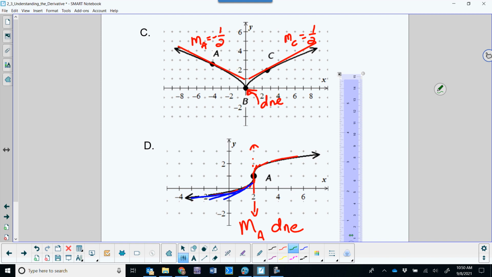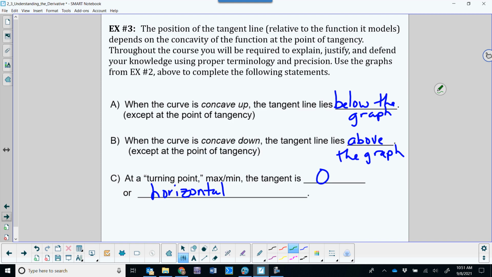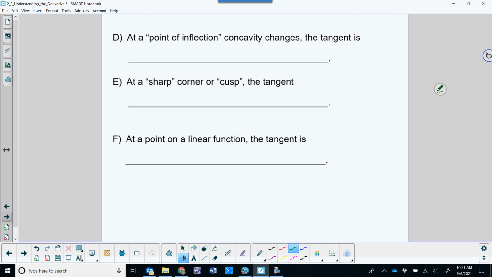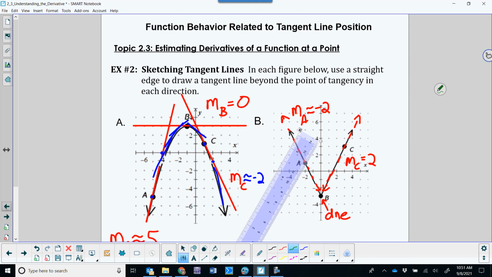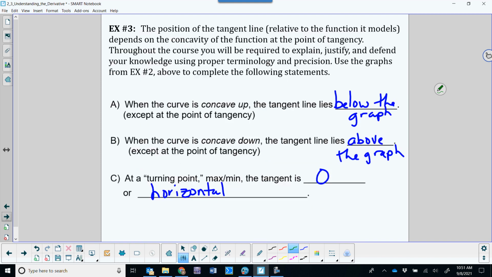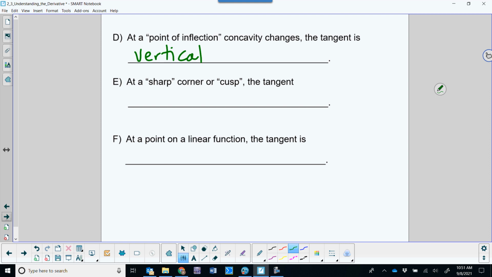So here you have concave up, and then right at this moment, you sort of switch, and now you have concave down, okay? So at this point of inflection, that's what we call the place where it changes, the tangent is going to be vertical, or it could possibly be 0. And I don't know if we have a graph where we're going to see that. None of these graphs are going to show that. But it could also be 0, but generally it's going to be vertical.